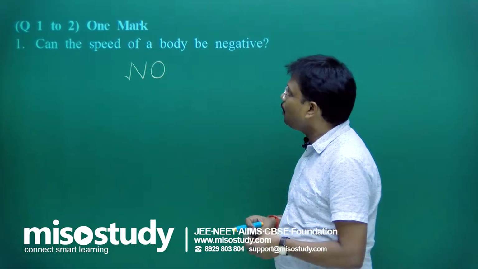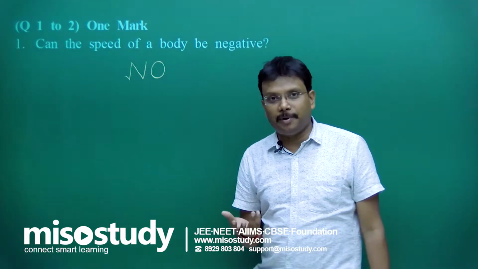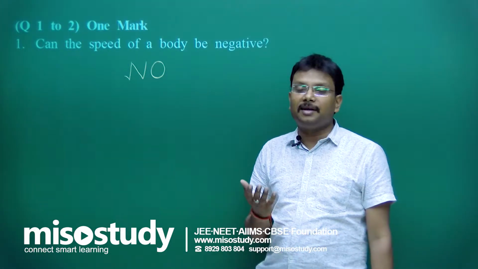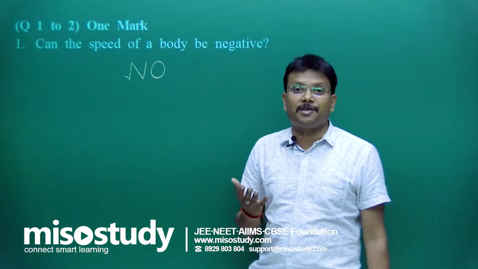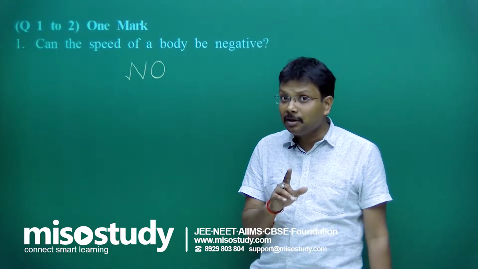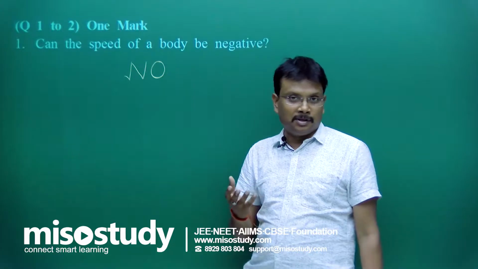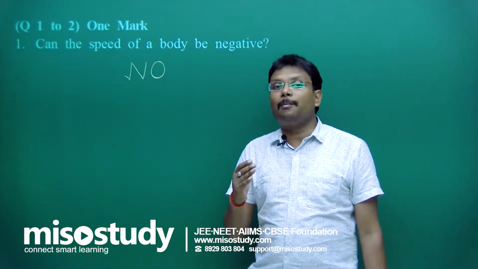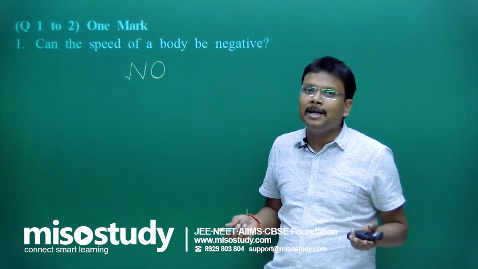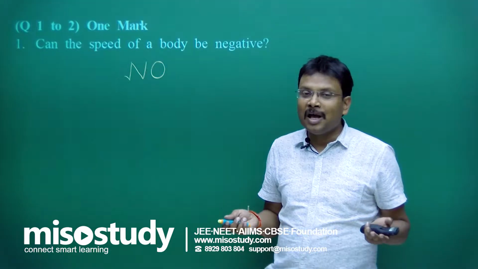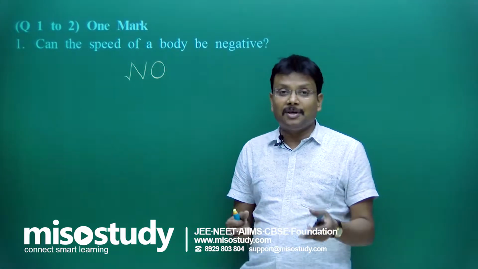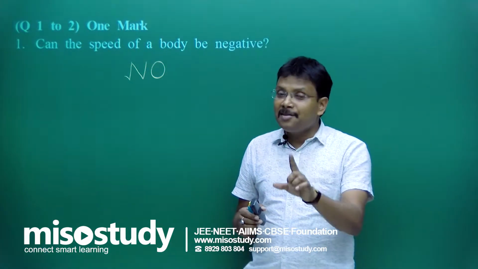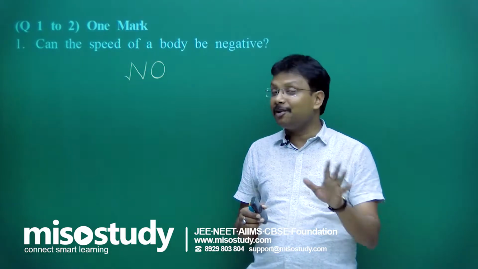Fine. Now why can the speed of a body not be negative? Now students, what is speed? Speed is distance travelled in any specific time. This is the definition. Distance travelled in any specific time, that is distance upon time. Now time cannot be negative, only Almighty can do that. So distance also cannot be negative, one aspect. Another aspect is distance is a scalar quantity, it is not a vector quantity.